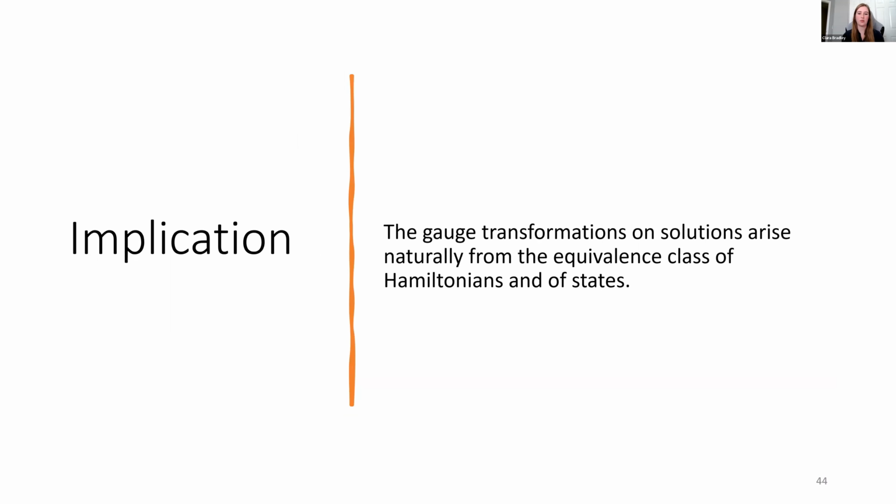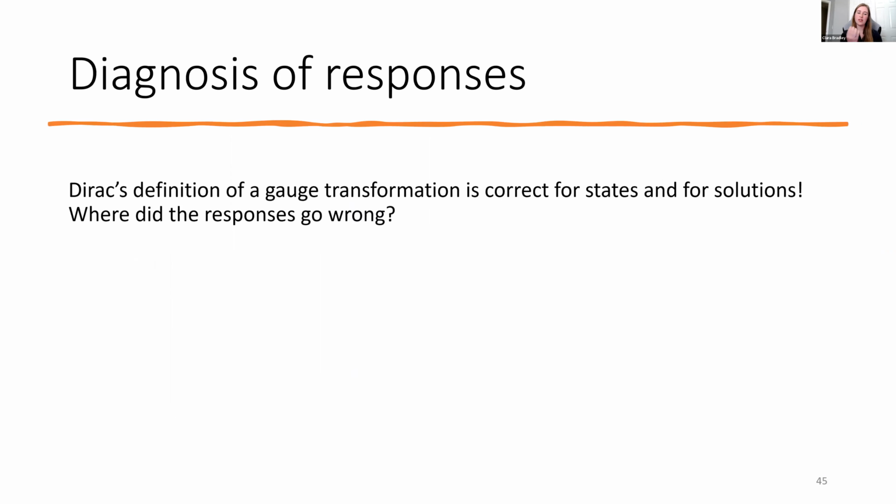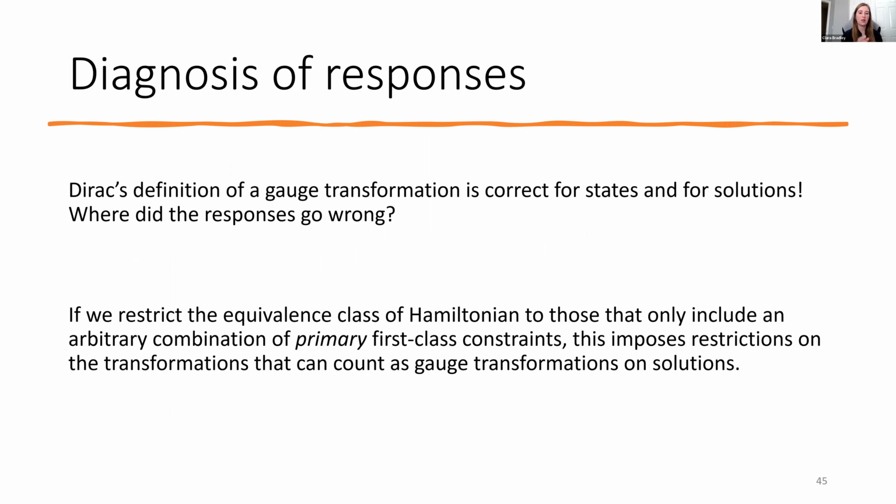So what this means is that the gauge transformations on solutions also arise naturally from the equivalence class of Hamiltonians and of states. So we seem to have that Dirac's definition of a gauge transformation is in fact correct, both for states and for solutions. So where did these responses go wrong? Well, if we restrict the equivalence class of Hamiltonians to just those that include an arbitrary combination of primary first-class constraints, then this will impose restrictions on which transformations can count as gauge transformations on solutions.